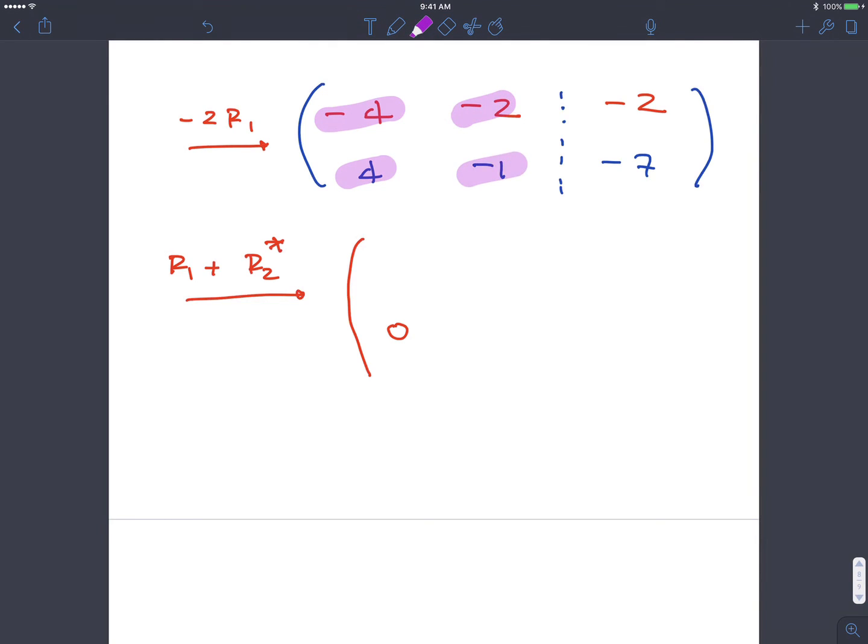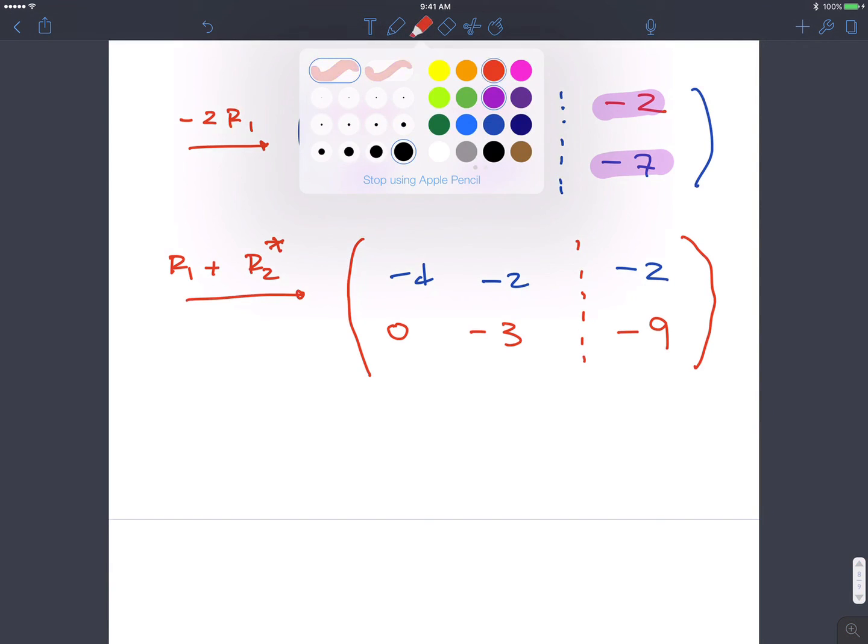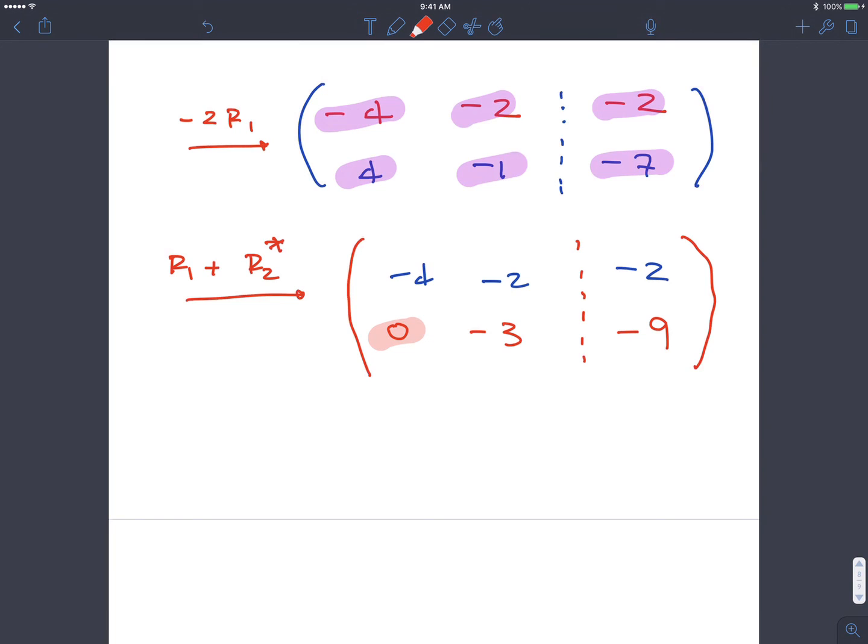Negative 2 plus negative 1 gives me negative 3. Negative 2 plus negative 7 does give me negative 9. I have a new row 2, but row 1 stays the same. So I have negative 4, negative 2, negative 2. We've actually gotten 0 in this position. We got a matrix in row echelon form.